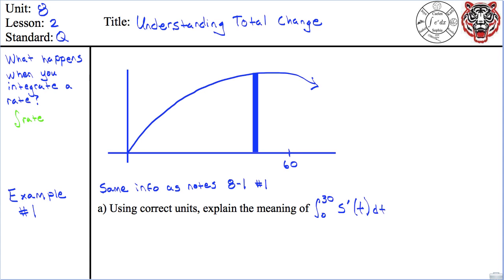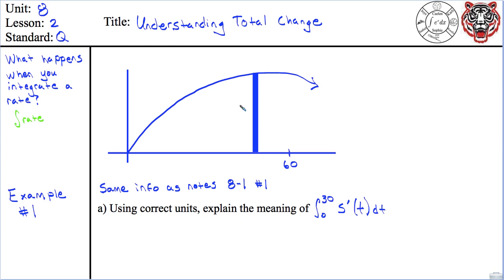This is AP Calculus, lesson 8-2. We're talking about total change today. So first I want to talk about what happens when we have a graph of rate, or just a situation where we're talking about rate and we integrate it. So this is the graph. We're always talking about rate in this unit. So this is a graph of rate.